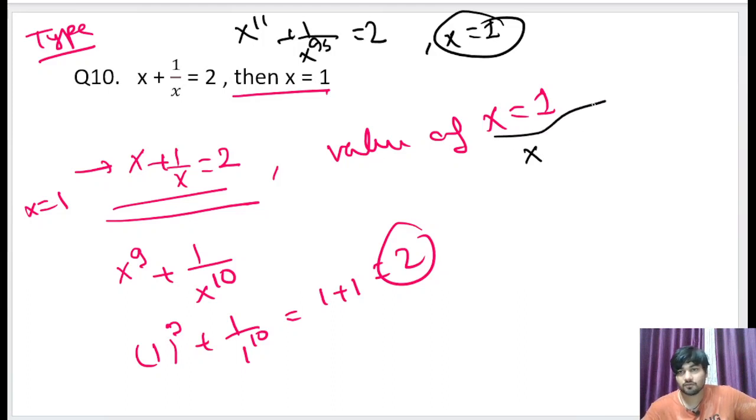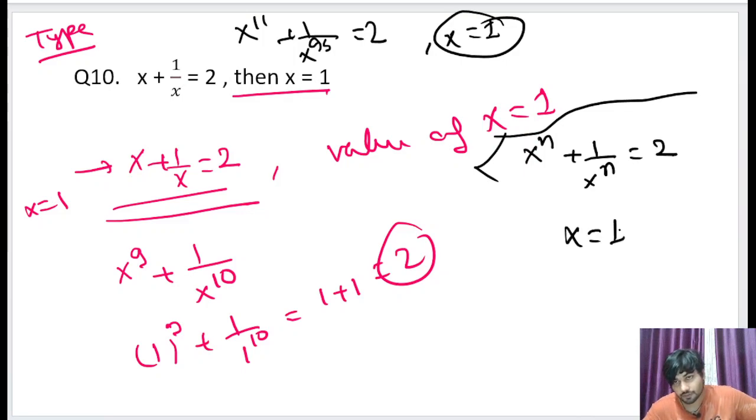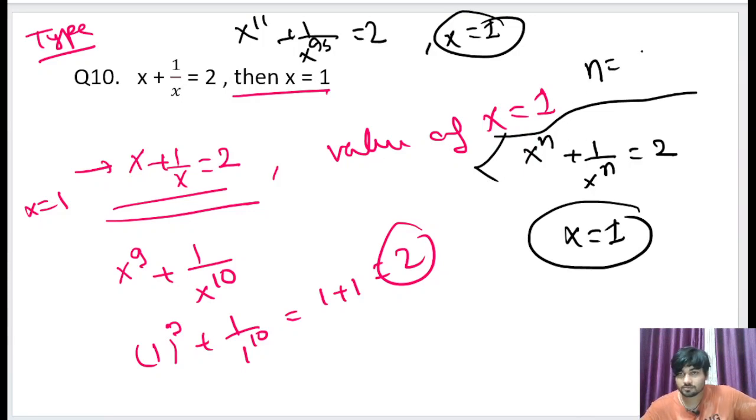So, there is a general form with which you will remember that x to the power n plus 1 upon x to the power n is equals to 2, then x is equals to 1, always, where this n can be any integer, no issues. And one more thing, it can be different also, it can be n1 and n2 also. It's better to write n1, n2 rather than n, which means that both the values should be the same, but it is not required to be the same.